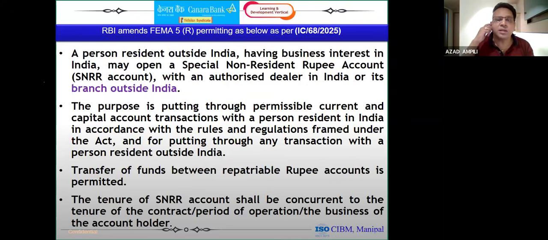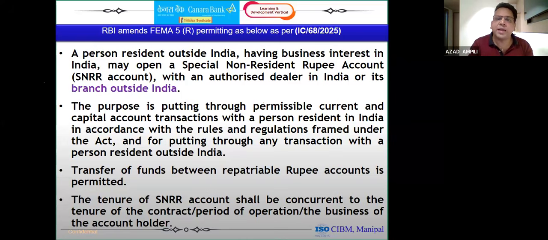Yes, next, one more circular came, that is 67/2025, now 68/2025. Last year, I told you about the SNRR account, special non-resident rupee account, right? So who can open this account? This account can be opened by a PROI, person resident outside India, having business interest in India, who may open a special non-resident rupee account with an authorized dealer in India or in its branch outside India. Here the point lies: branch outside India. It was not there earlier. This is again one more amendment.